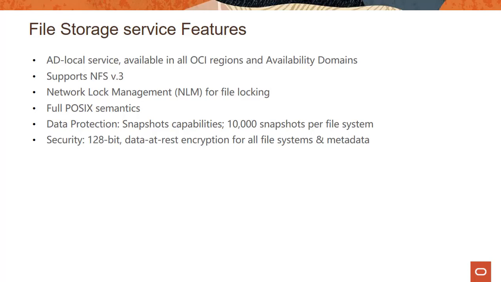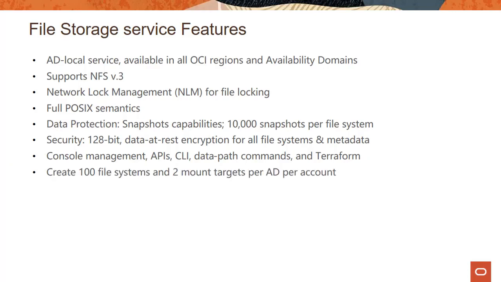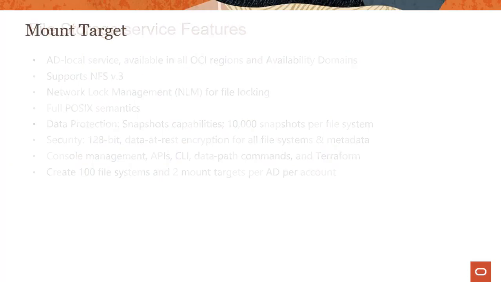For security, we do support encryption for data at rest for all file systems and metadata. And very soon, we are also going to support encryption in transit for data on the file systems. Of course, you can access the service through the console, API, CLIs, SDKs, and all that. You can create 100 file systems and 2 mount targets per AD per account. And of course, these are soft limits. You can always increase them.